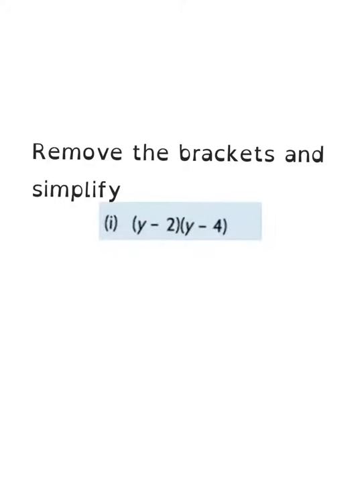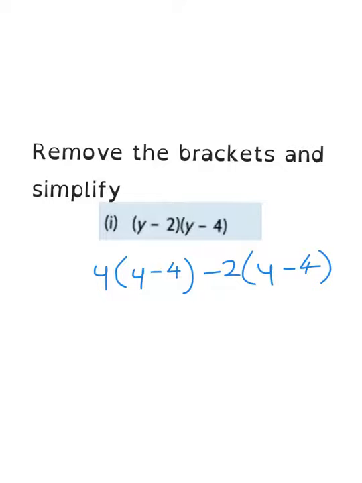We can also be asked to remove the brackets and simplify in the following question. In a question where we have two statements in two brackets, the best thing to do is to split the very first bracket. So y multiply by the second bracket, y minus 4, and then take the second statement, minus 2, and again multiply it by the second bracket, minus 4.